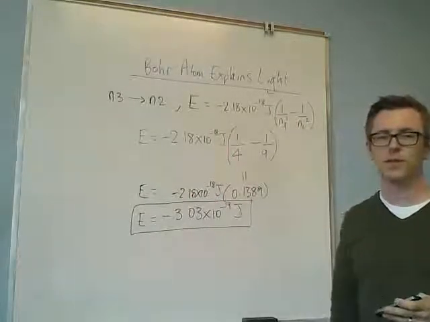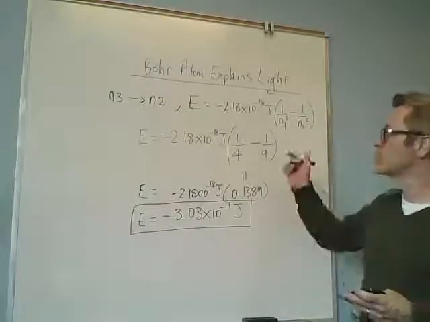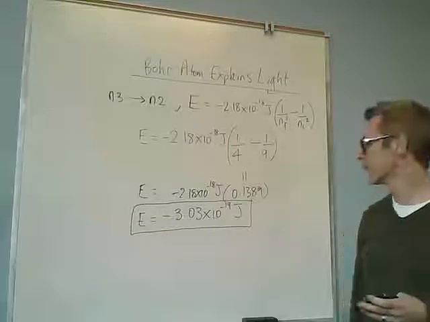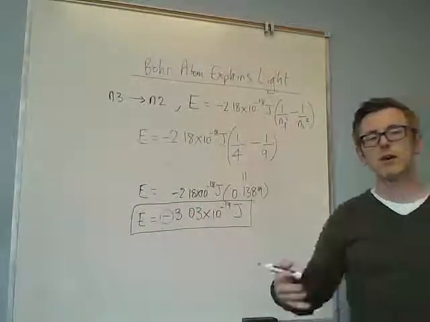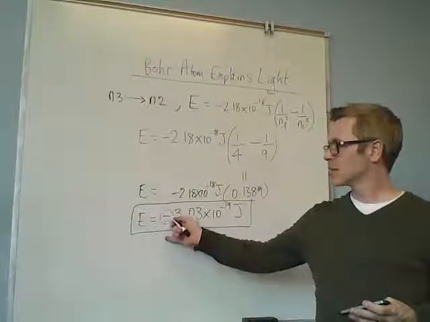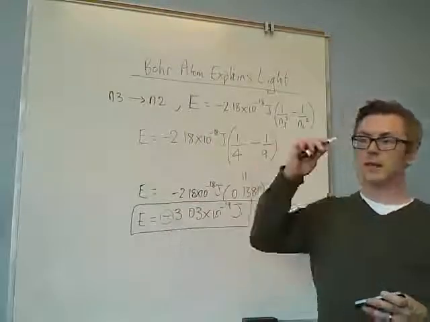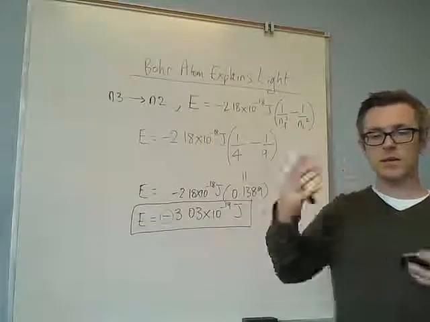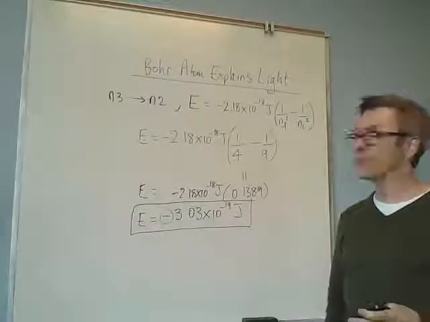So this is a very, very small number. Very, very small energy difference between the shells in an atom. The negative sign doesn't mean negative energy, it means a loss of energy or the emission of energy. So this amount of energy is lost by the atom. It enters your eye, and your brain tells you you've seen color. But what color is it?